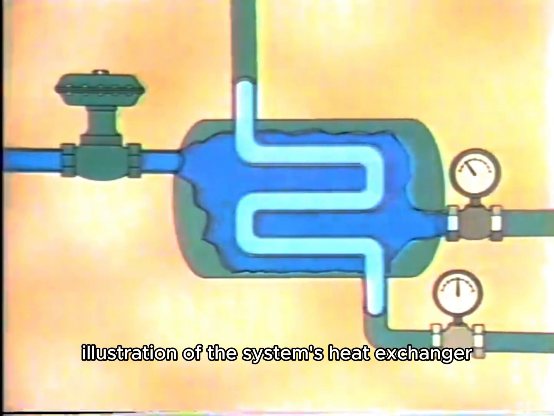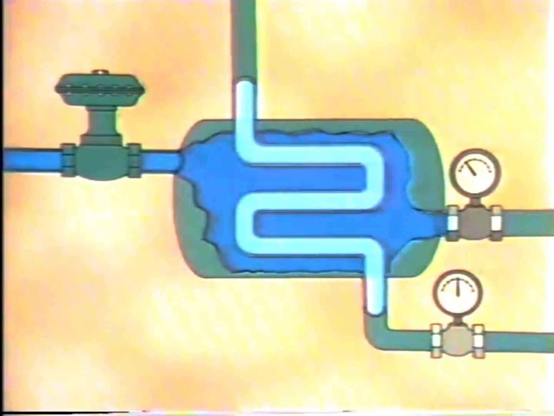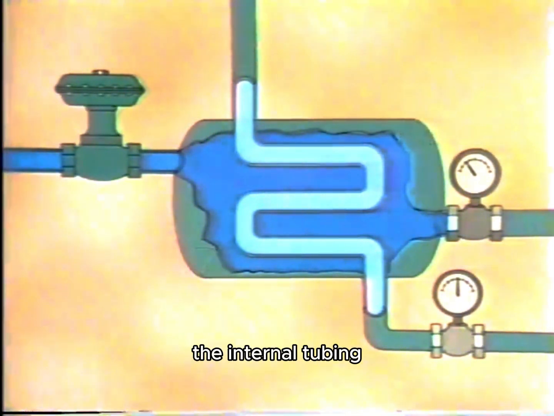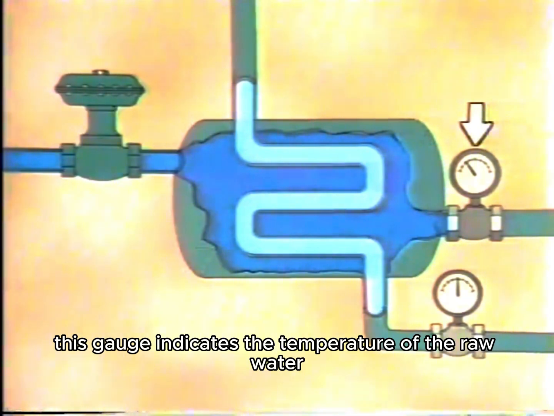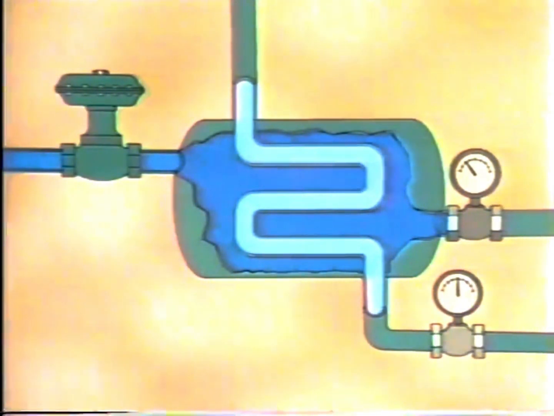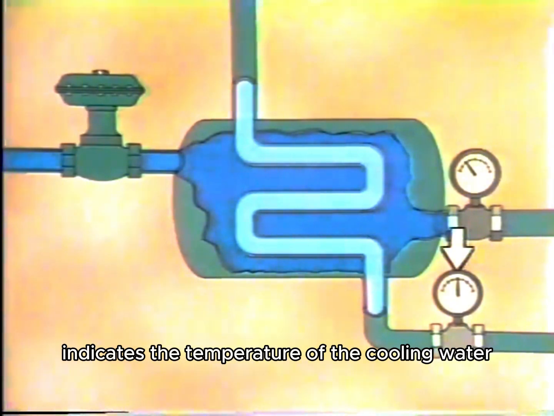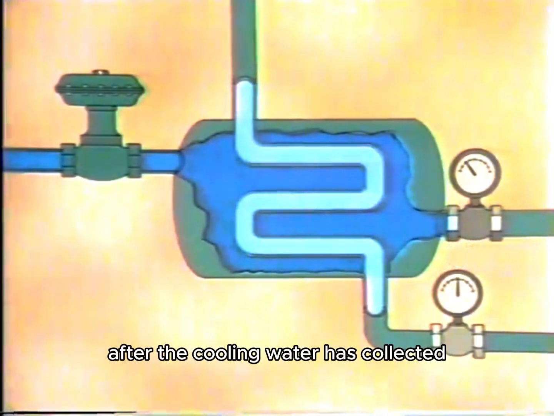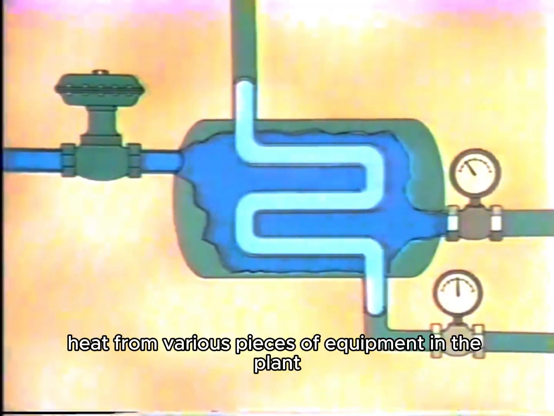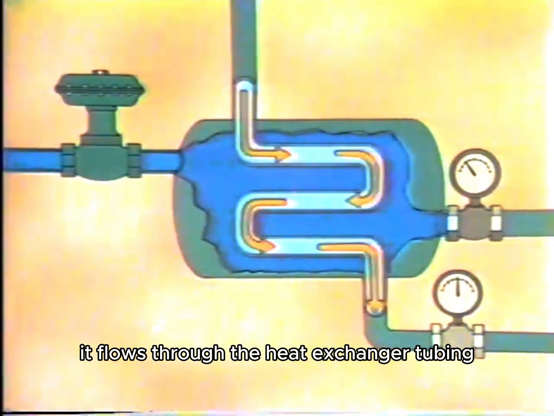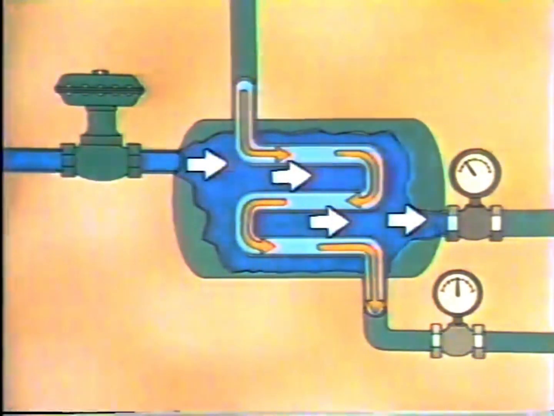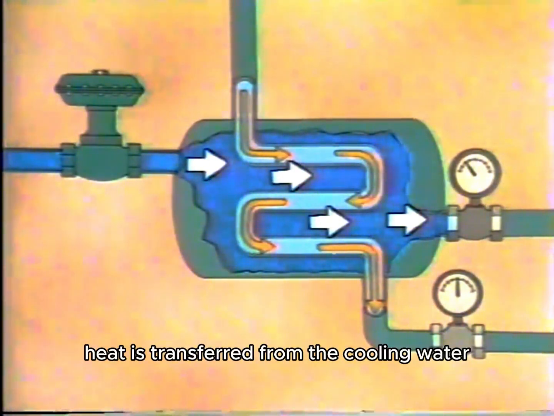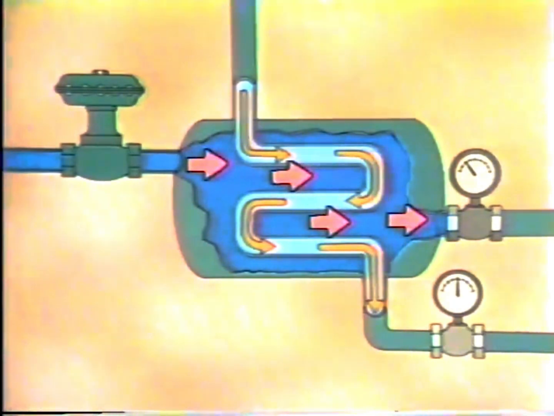Here's a simplified illustration of the system's heat exchanger. In the illustration, the heat exchanger walls have been removed to show the internal tubing. This gauge indicates the temperature of the raw water leaving the heat exchanger. And this gauge indicates the temperature of the cooling water leaving the heat exchanger. After the cooling water has collected heat from various pieces of equipment in the plant, it flows through the heat exchanger tubing. Raw water flows around the tubing. Heat is transferred from the cooling water to the raw water.